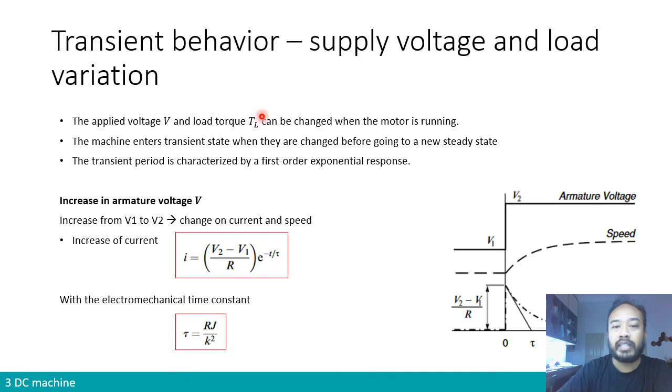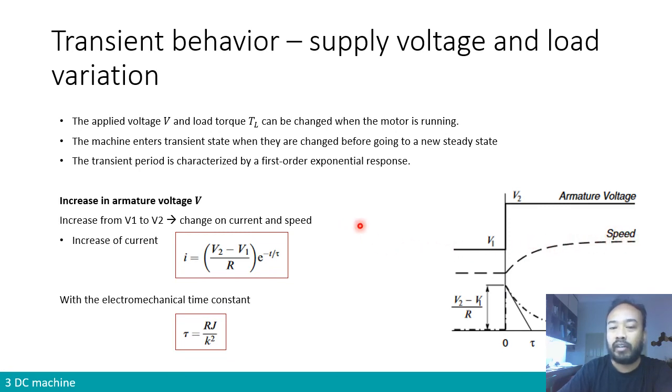This change is not permanent, it's only transient. We will observe a certain variation of voltage and torque, and therefore also current, for a certain moment before the machine goes back into steady state. The transient period of all these parameters can be characterized by a first order exponential response. What is a first order exponential response? It's the form of graph that we can see over here, where we have a certain increase or decrease, and then it decays into a steady state after a while.